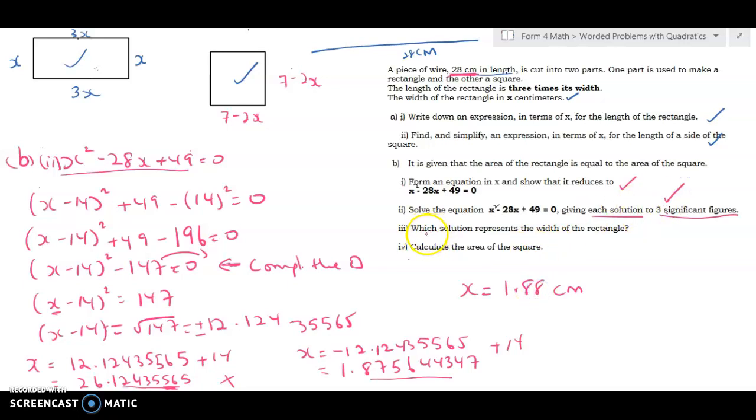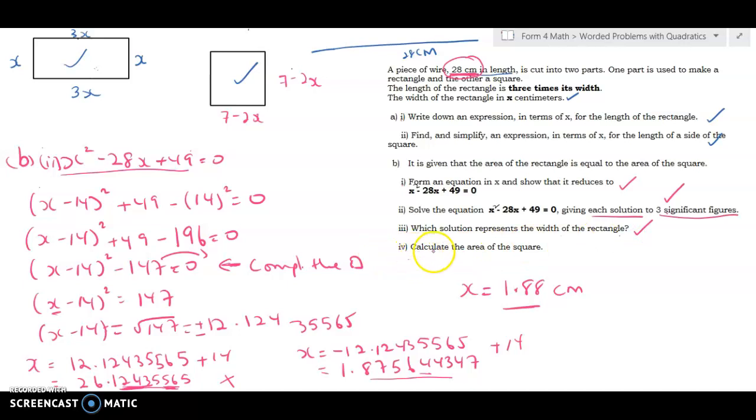Now the next part says, which solution represents the width of the rectangle? I just covered that. I said I would not take this answer here. I will take this one, all because of what they gave us as the length here. Had they not said something like that, then I would have considered the 26, and I probably wouldn't have a favorable side. So this answers this piece here as well.